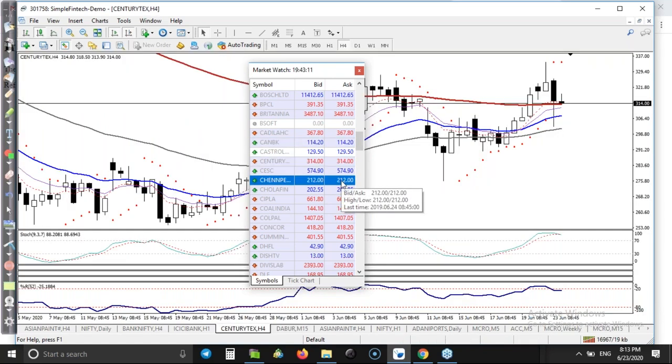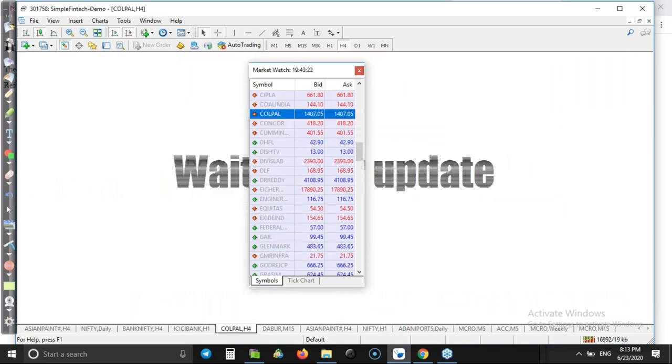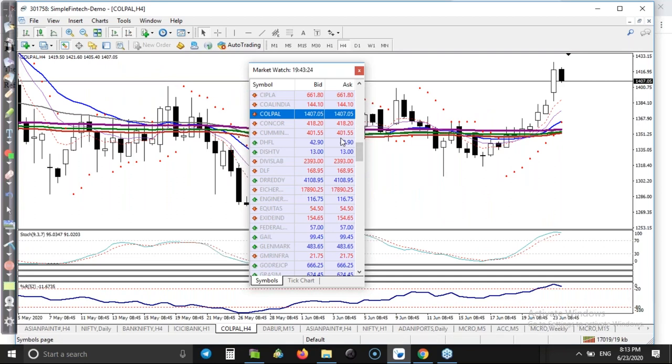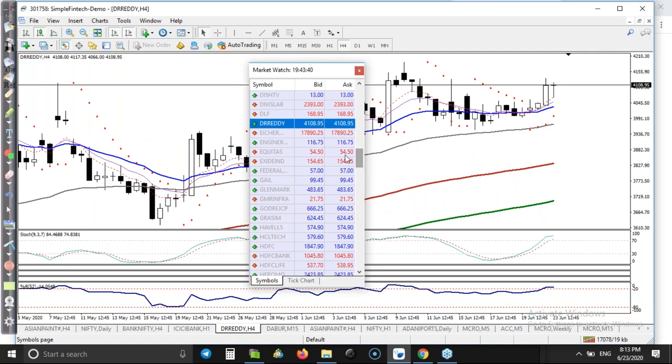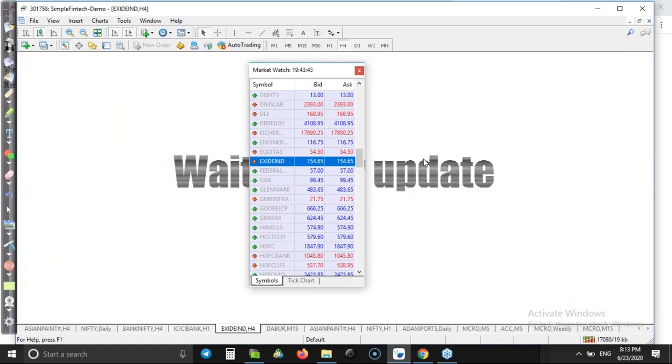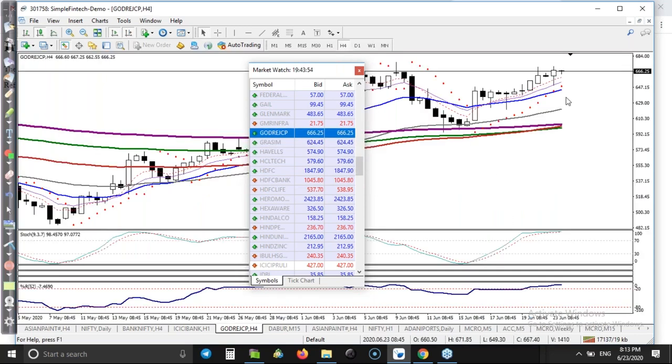Option, I don't think so. It's an option. Okay, what is that? Chemical petrol, Colgate. Okay, already retraced and clear up. Then, where is that? Okay, already gone. Yeah, lucky. We need a retracement. Everything has gone. Exit India. Exit Sun. Already gone. We need a retracement stop.